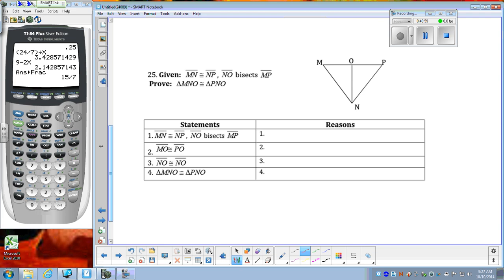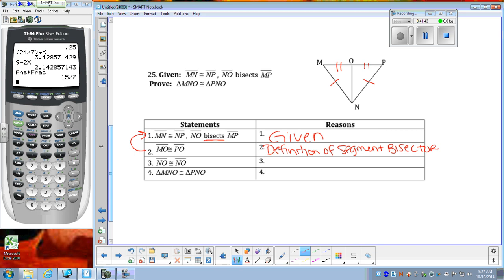25. I know that MN is congruent to NP and NO bisects MP. Well, I know my first reason is always given. So write that in there. How do I know that MO is congruent to PO? Well, I look from statement 1. Well, I don't know MO is congruent to PO from MN is congruent to NP, but this word bisects here means that something gets split in half. So since NO bisects MP, I know that MO is congruent to PO. So this is definition of segment bisector. Or you can write that a bisector splits the line in half.